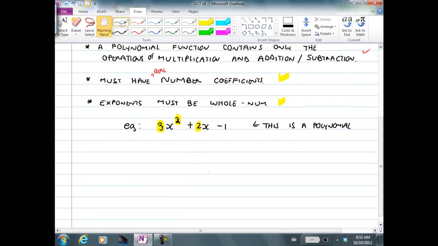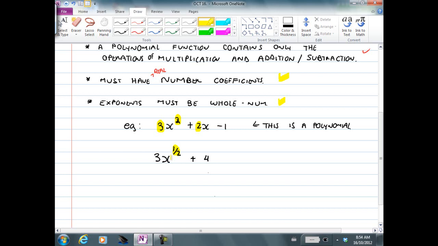Try this one. What if I give you 3x to the power of 1/2 plus 4? Okay, a bit more challenging. Yes or no? Why? Which one does it fail? The exponents. So guys, gals, this is the sort of thing I'll be teaching you.